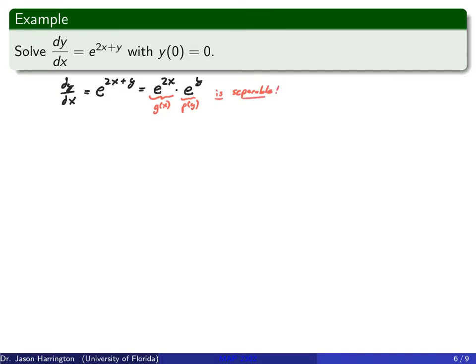Now, my next goal is to bring all the y's to the left-hand side and all the x's to the right-hand side. So I'm going to write e to the negative y dy is equal to e to the 2x dx. Now I'm just going to integrate both sides. If I integrate both sides, I get the integral of e to the negative y dy is equal to the integral of e to the 2x dx. And on the left-hand side, I'm going to get negative e to the negative y.